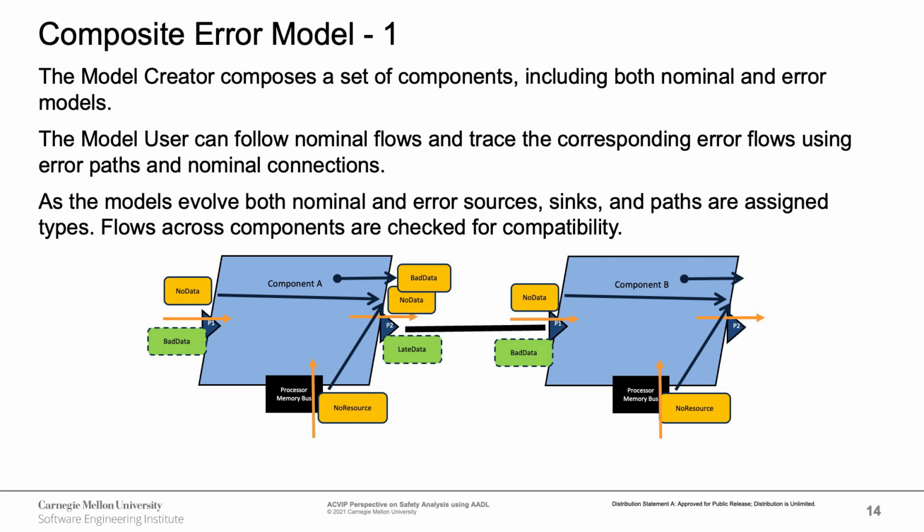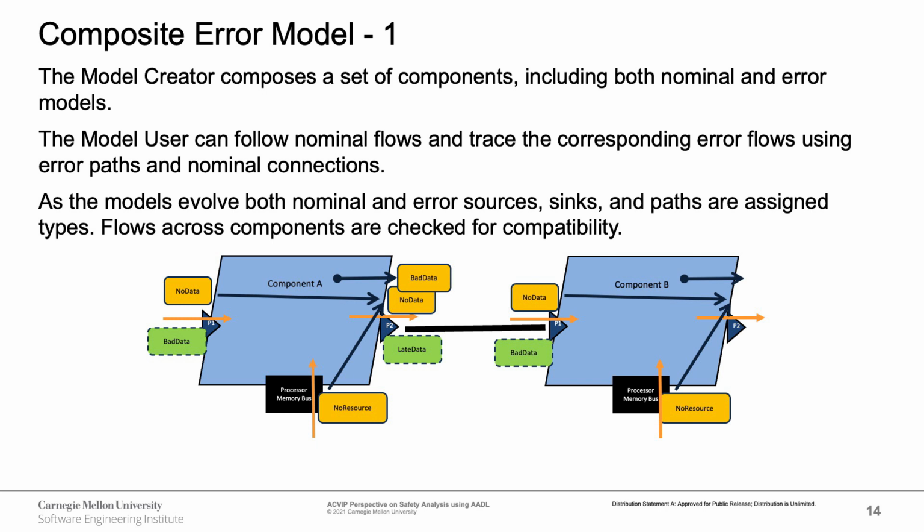At the early stage of development, the model is more abstract. The model creator composes a set of components, including both nominal and error models. The model user can follow nominal flows and trace the corresponding error flows using error paths and nominal connections. As the models evolve, both nominal and error sources, sinks, and paths are assigned types. Flows across components are checked for compatibility.